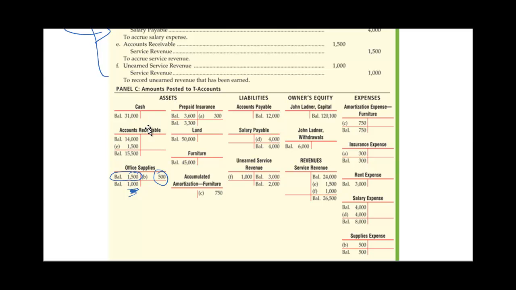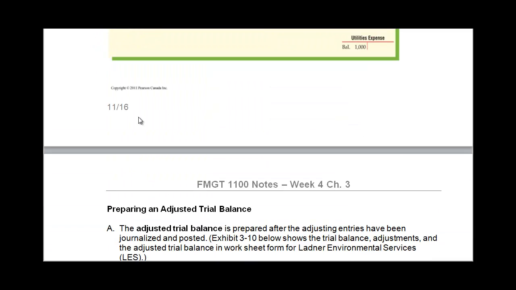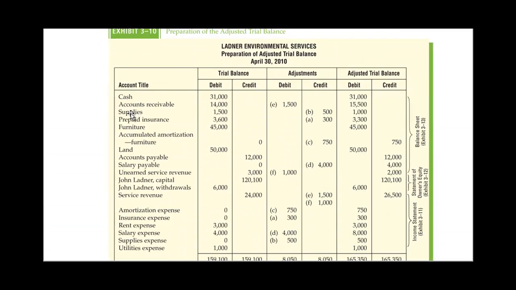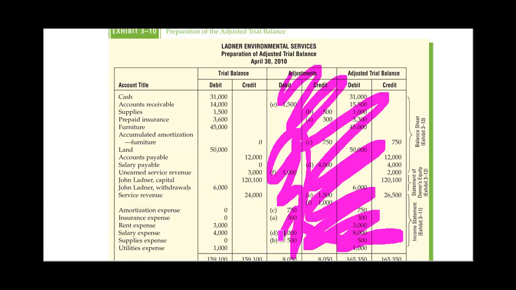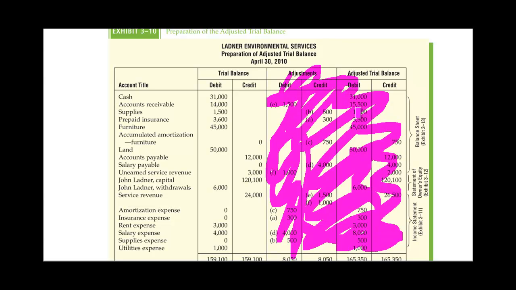Remember again why we do these adjusting entries. We're doing them to ensure that our accounts reflect the correct balances so that we can produce financial statements. One of the tools that accountants use to do that is the preparation of an adjusted trial balance. Up until now, you are used to seeing this information in a trial balance, right?